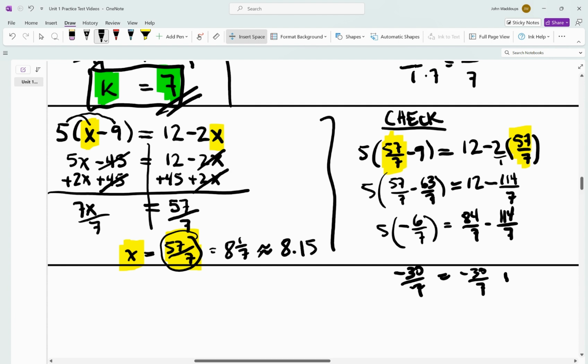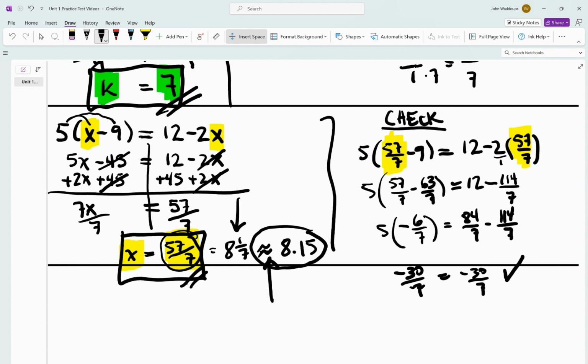And then we see that both sides are equal to negative 30 sevenths. Since both sides are equal, that means that's correct. And that means this is actually the solution. 57 sevenths works, which again, you could include as 8 and 1/7, or you could put it as a decimal. The problem with putting it as a decimal is that it is approximately 8.15. It's not exactly equal to 8.15. All right. See you in the next video.